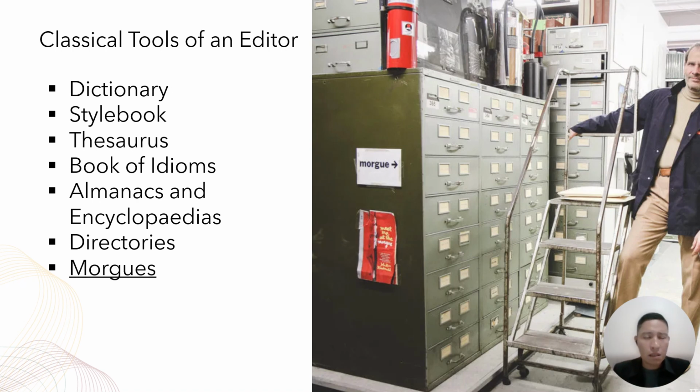And also, an editor can use the morgues. These are actually archives of photographs, newspapers, and magazines. This can be used by editors to verify past events and quotes. An example of this is the New York Times archival library, as shown in the picture.